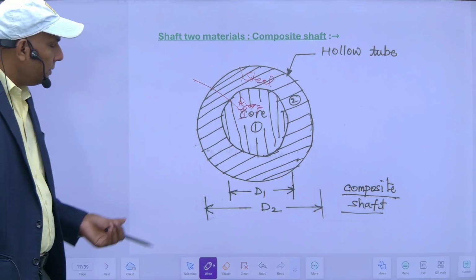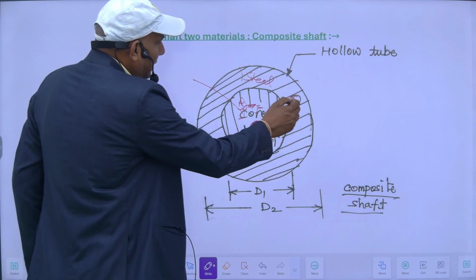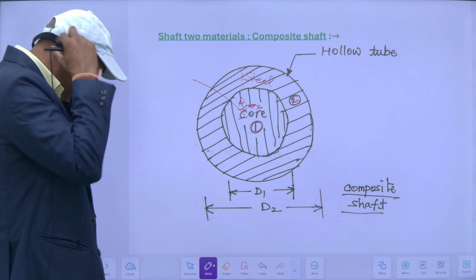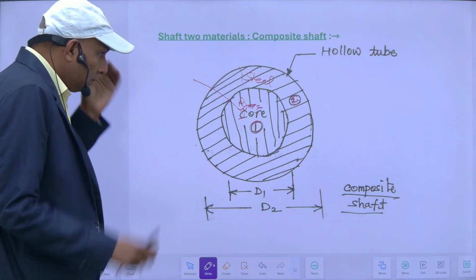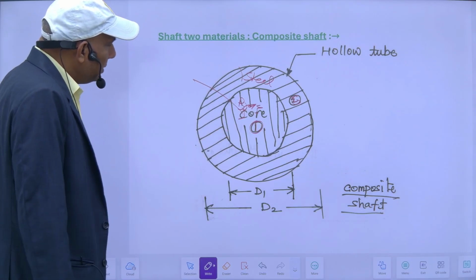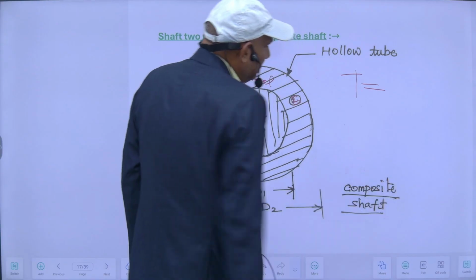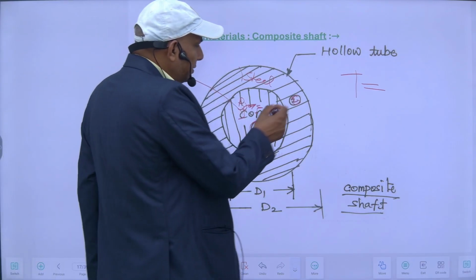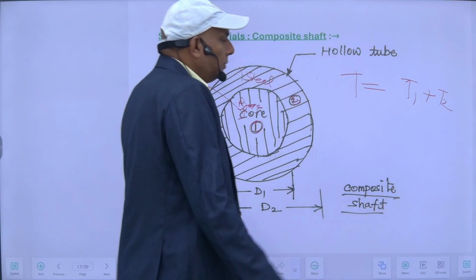So this is my hollow tube. Inside is a different material. Suppose this is denoted by 1 and this is denoted by 2. So this is a case of compound shaft. Here the total torque, suppose I have a torque T, will be resisted by this brass plus this steel. So T is equal to T1 plus T2. This is my condition of equilibrium.